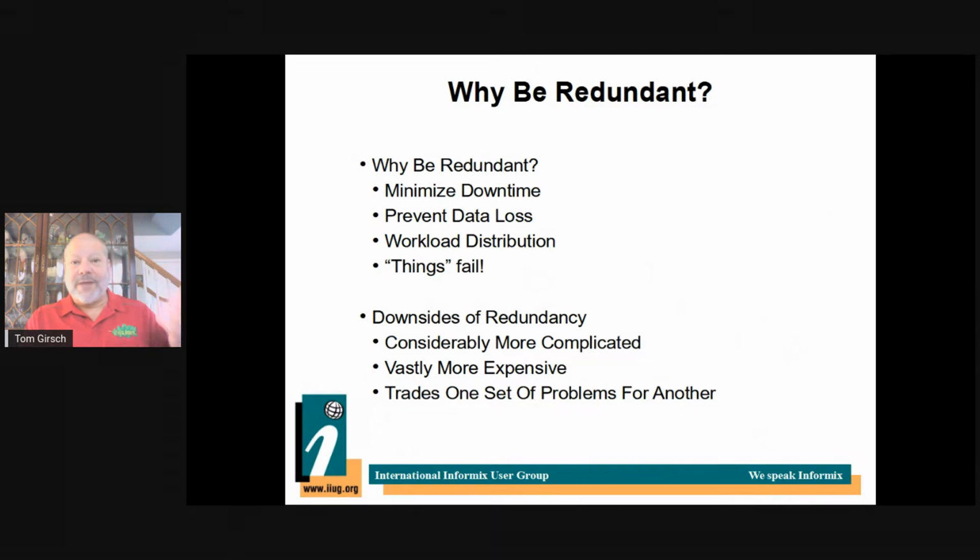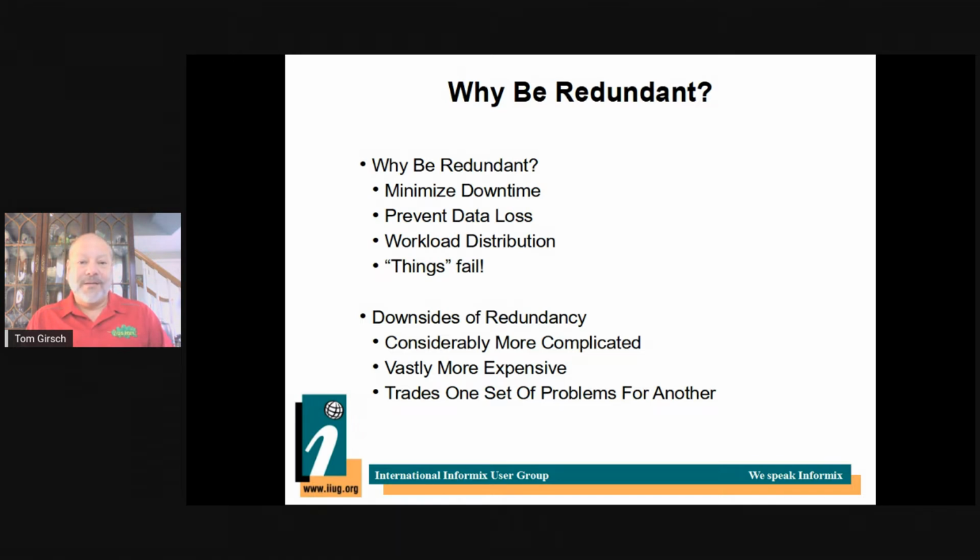So the first question, of course: why be redundant in the first place? Obviously, minimizing downtime is hugely important. If you're in a 24/7 business like we are, or pretty close to it, every minute you're down is a minute you're not able to make money. You also want to prevent data loss, because that's catastrophic for most enterprises. The ability to glom onto that redundancy to distribute your workload is a nice bonus.